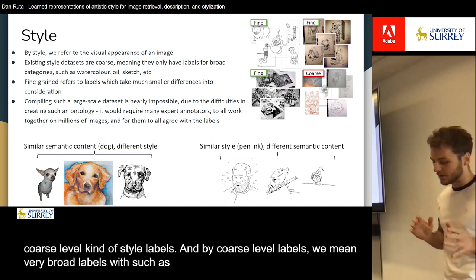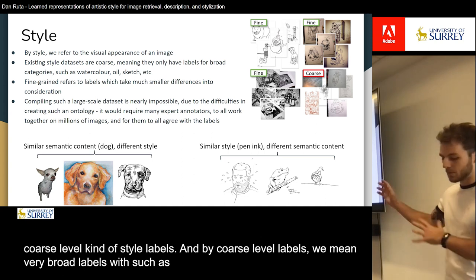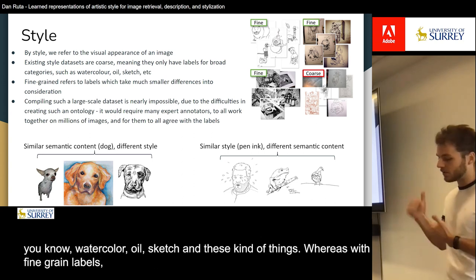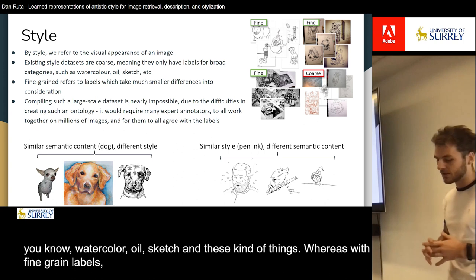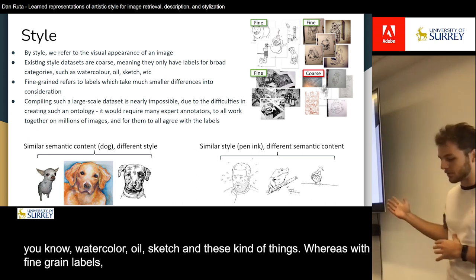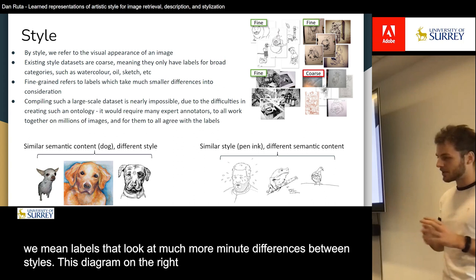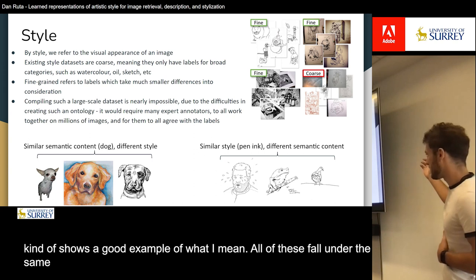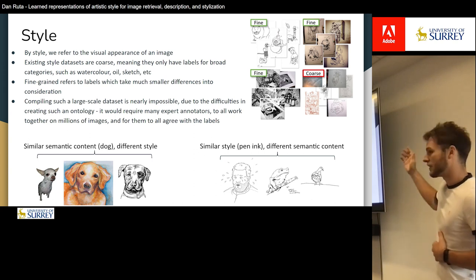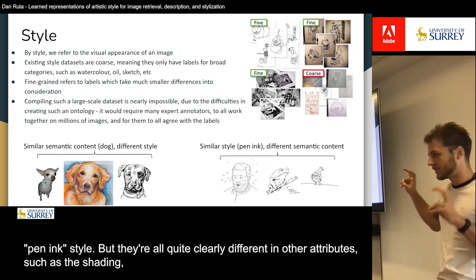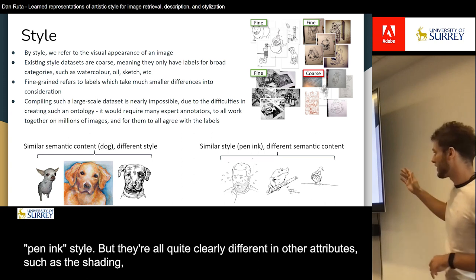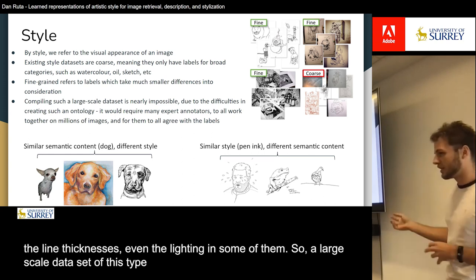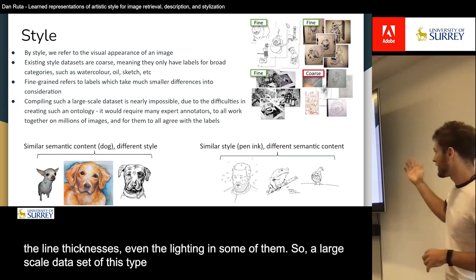And by coarse level labels, we mean very broad labels such as watercolor, oil, sketch, and these kinds of things. Whereas with fine-grained labels, we mean labels that look at much more minute differences between the styles. And this diagram on the right shows a good example of what I mean. All of these fall under the same penning style. They're all quite clearly different in other attributes, such as the shading, the line thicknesses, even the lighting in some of them.